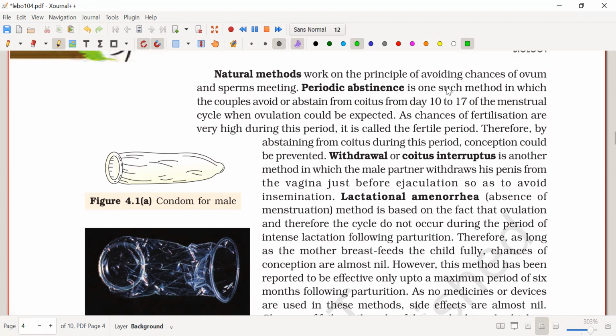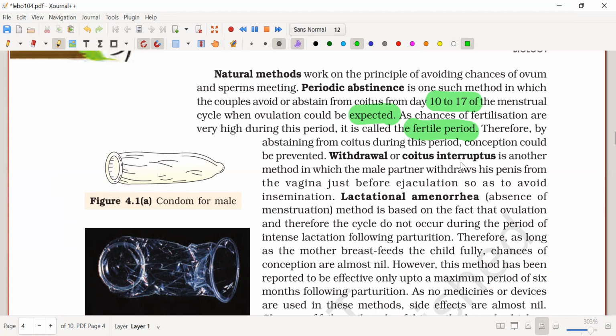Natural methods work on the principle of avoiding chances of ovum and sperm meeting. Periodic abstinence is one such method in which the couples abstain from coitus from day 10 to 17 of the menstrual cycle when ovulation would be expected. As chances of fertilization are very high during this period, it is called the fertile period, 10 to 17, especially 13, 14, 15. Therefore, by abstaining from coitus during this period, conception would be prevented.